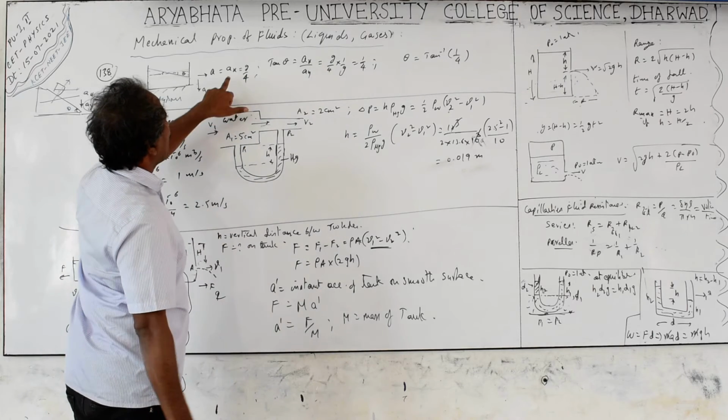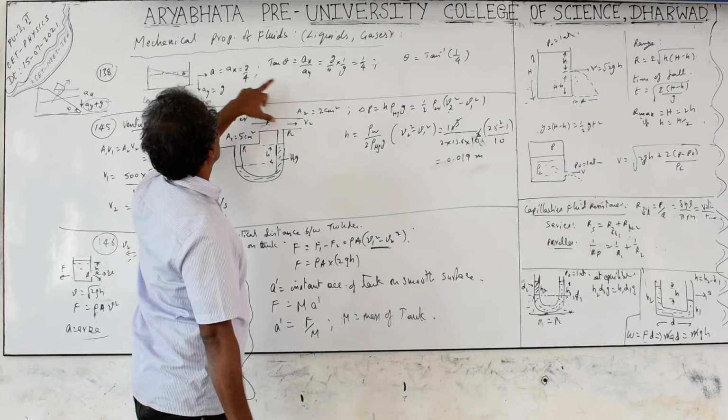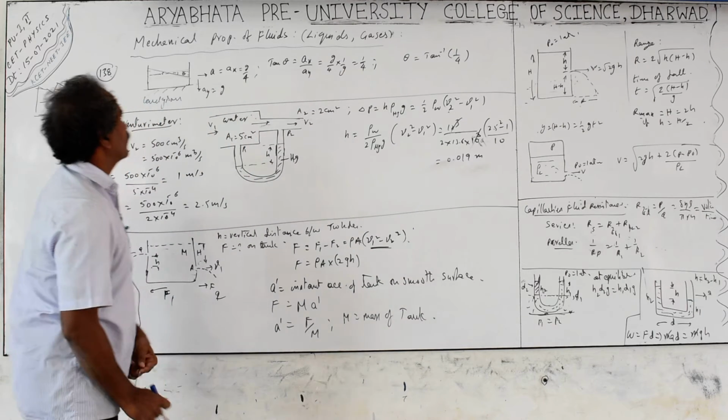In this question they mentioned the acceleration of the vehicle as g by 4, 1/4 of the acceleration due to gravity. So you will get the relation as tan theta equal to 1 by 4, theta is equal to tan inverse 1 by 4, which is the inclination.